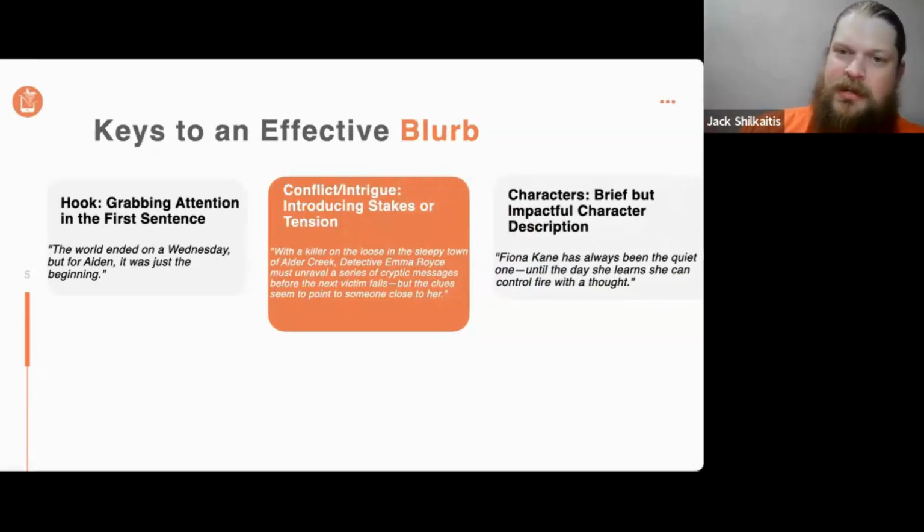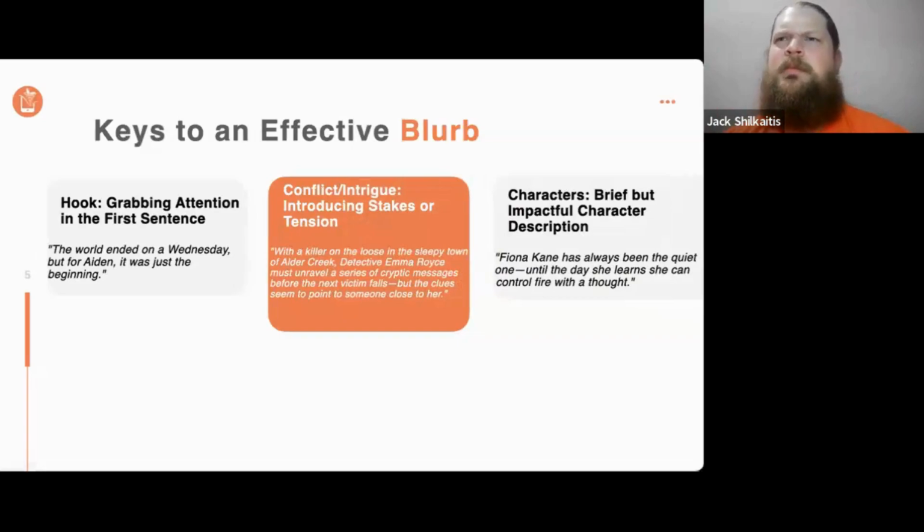And speaking of that, the characters, the human element. Right? This is typically what you want to introduce. Although in certain genres, it's not always necessary. There are exceptions to this that come to mind, but we want to have a brief but impactful character description.